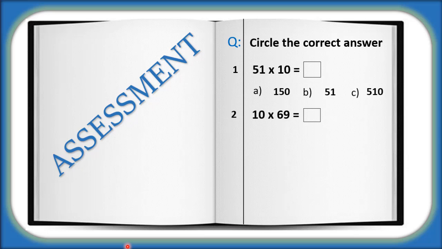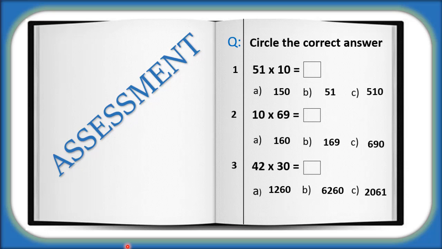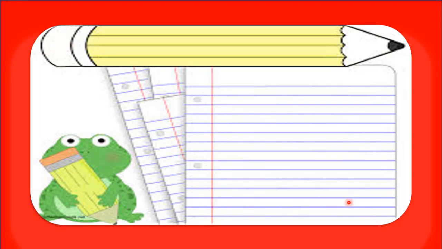So you have to find out the answer in the options and which option will be right. You have to circle that. And third question is here. You have to multiply 42 by 30. अब 42 को 30 से मल्टीप्लाई करेंगे और जो आंसर आएगा वो इस ऑप्शंस में आप फाइंड आउट करेंगे और उसे सर्कल करेंगे. ओके. Now there is a home assignment for you.